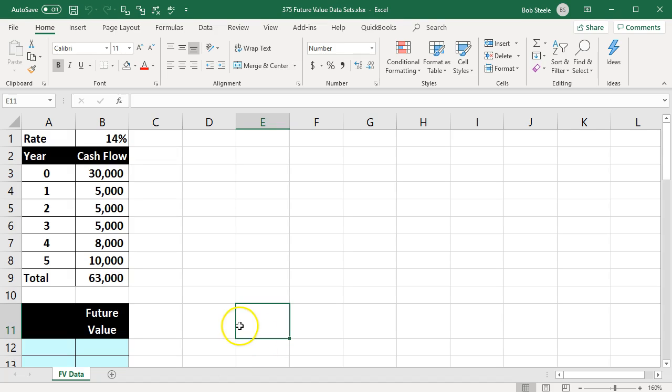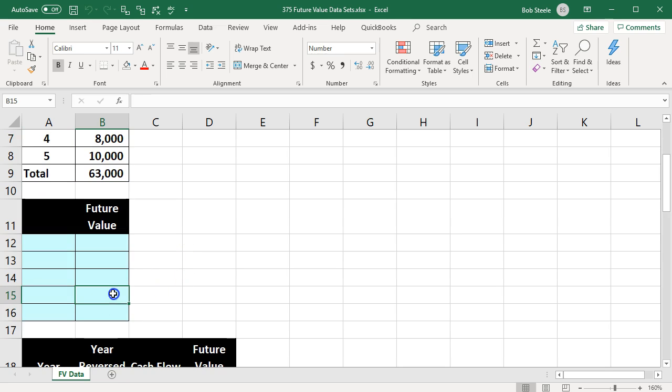In this presentation, we will work a problem related to future value of one, and future value of an annuity within Excel. Our information will be up top. We're going to enter that information into the data, into the blue areas down below.